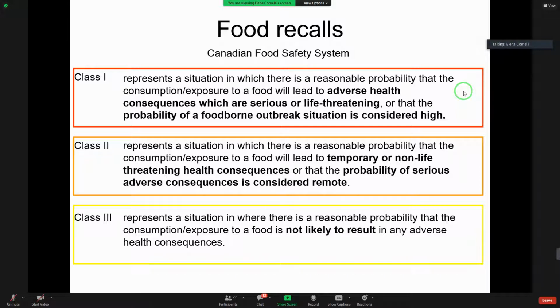With class 2, there is a temporary or non-life-threatening health consequence that may happen upon consumption of or exposure to that food product. And class 1 represents a situation where there is a probability that consumption of this food will lead to adverse health consequences which are serious, could even be life-threatening, and the probability of a foodborne outbreak situation is considered high.